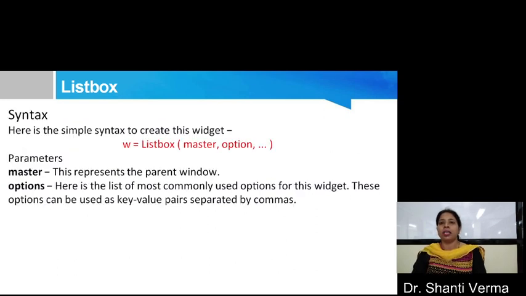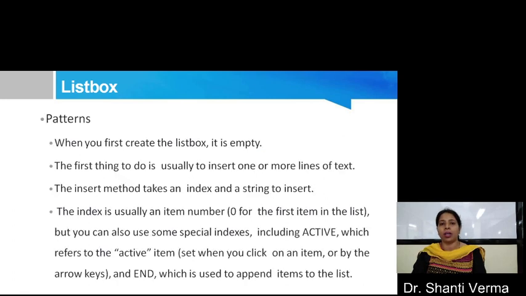Now let's discuss the syntax of list box. The syntax is you have to use the Listbox method. There are two compulsory parameters in the Listbox method. First is called master and second is called options. Basically the master represents the parent window that you have created with the Tk widget, and the options are the list of the most commonly used options for this widget, and these options can be used as key value pairs separated by commas.